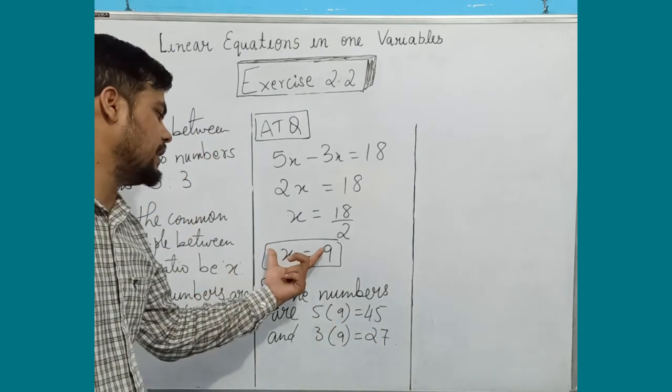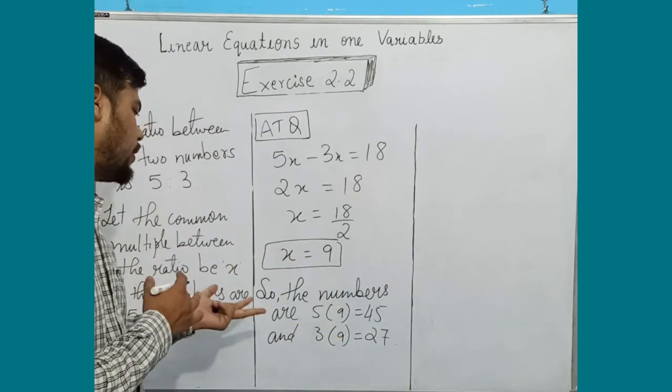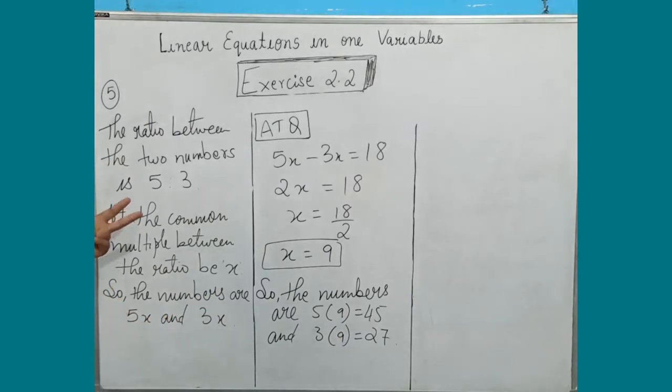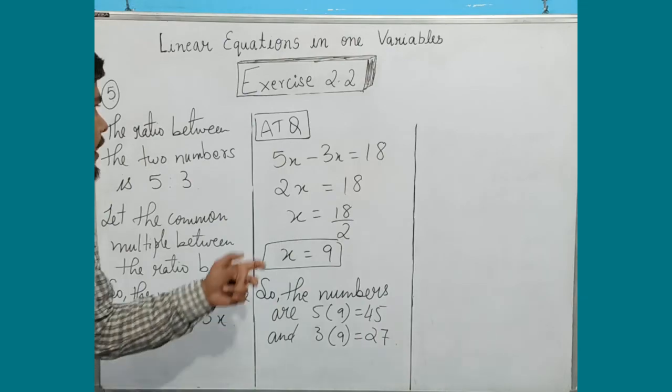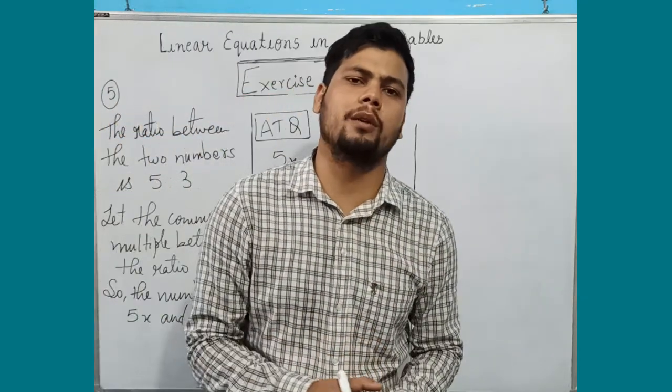Remember, many of the students leave the question here. They feel that they have found x and that's the answer, but no, the question says that we have to find the two numbers if you read the question very carefully. And this is the small solution of question number 5.